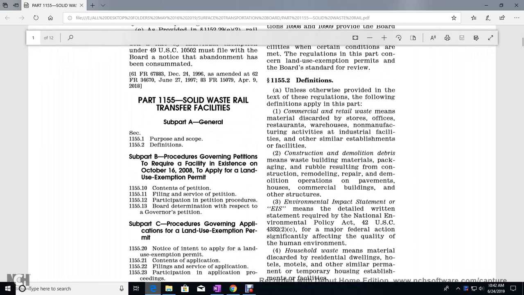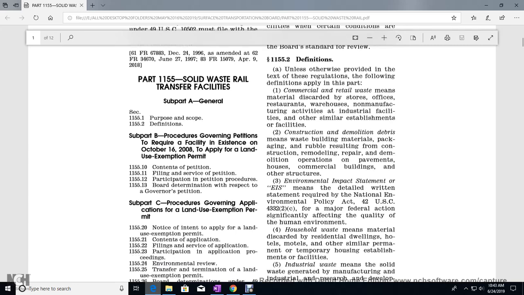Subpart B, Procedures governing petitions requiring a facility existing on October 16, 2008 to apply for a land use exemption permit. 1155.10, contents of petition. 1155.11, filing and service of petition. 1155.12, participating in petition procedures. 1155.13, Board determination with respect to the Governor's petition.